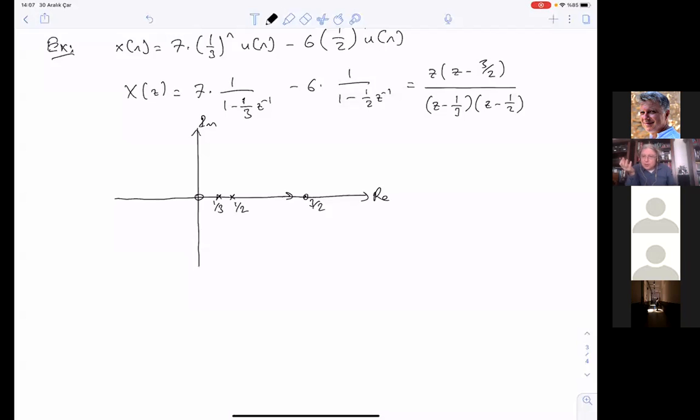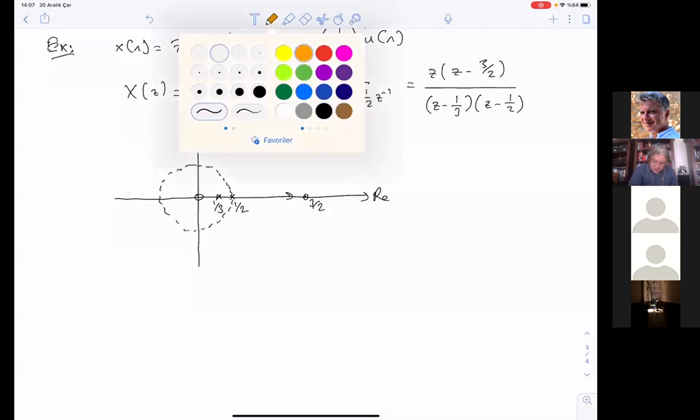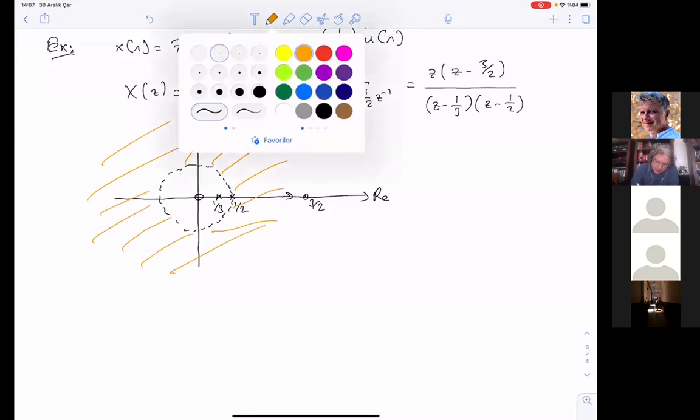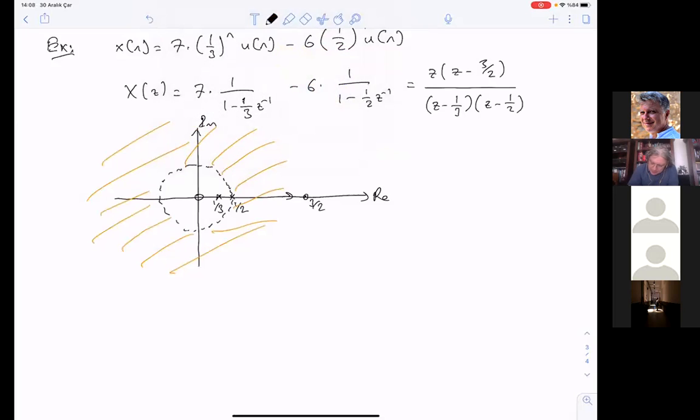And what is the overall region of convergence? It's the intersection of these two, which is the outside of the larger circle, which is 1 over 2. So the region of convergence is like this region, out of the circle with a radius of 1 over 2. We can write it, as a continuation of the result, as magnitude of z is greater than 1 over 2. This is the region of convergence.